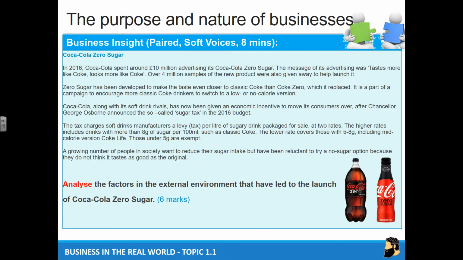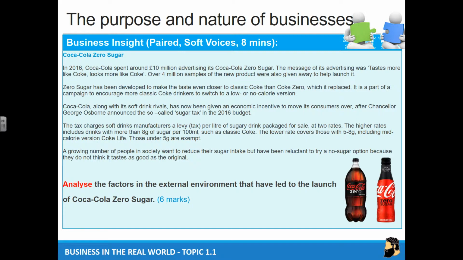So, to put it simply, if it's less than 5 grams, you don't have to pay anything. If it's between 5 and 8 grams, there's a lower rate charge, and if it's 8 grams or more, then there's a higher rate. So this is a charge that the government is putting on companies who have sugar in the items that they sell. A growing number of people in society want to reduce their sugar intake, but have been reluctant to try a no sugar option because they do not think it tastes as good as the original. So, I'm on that boat basically.